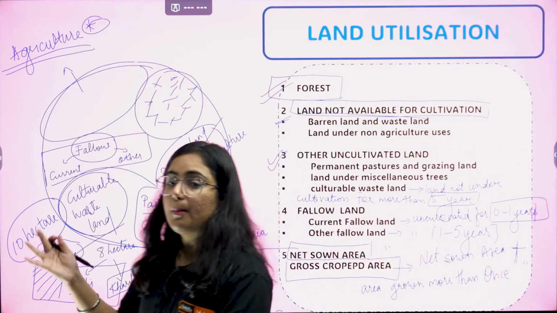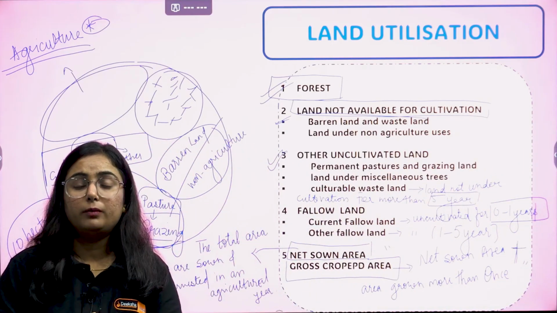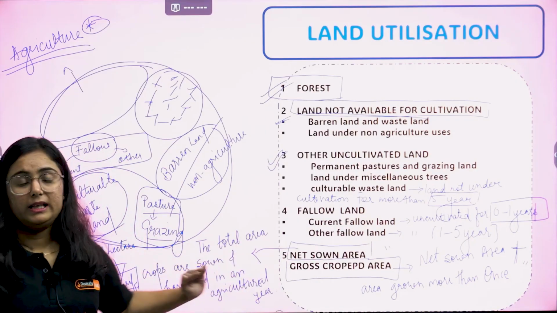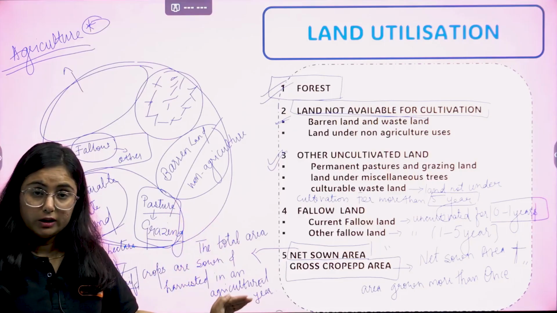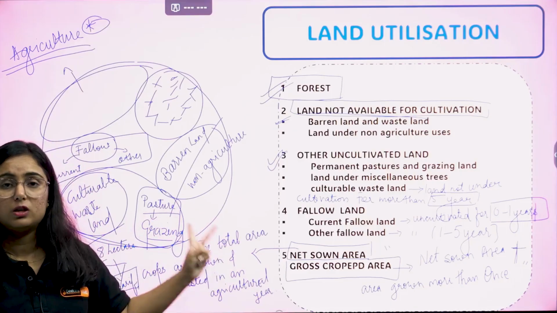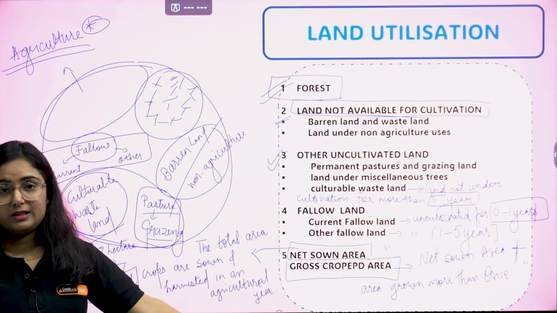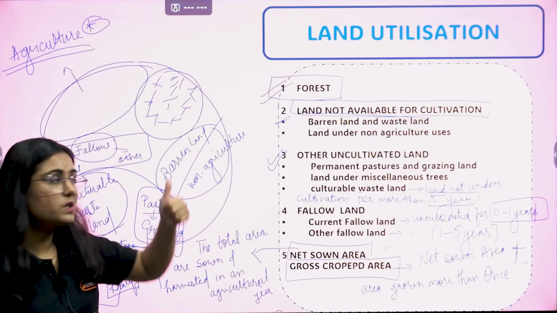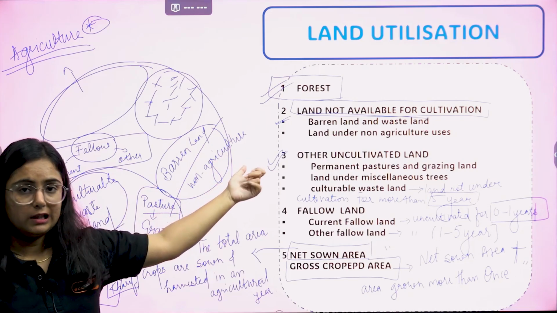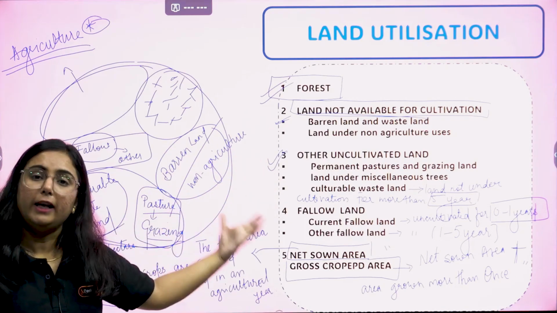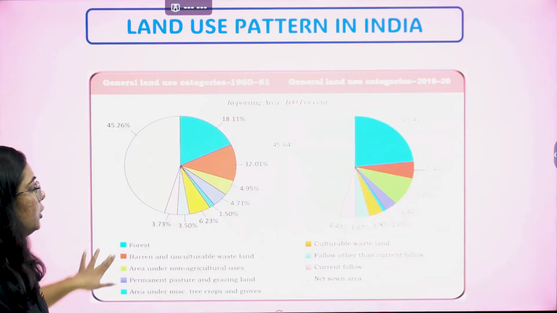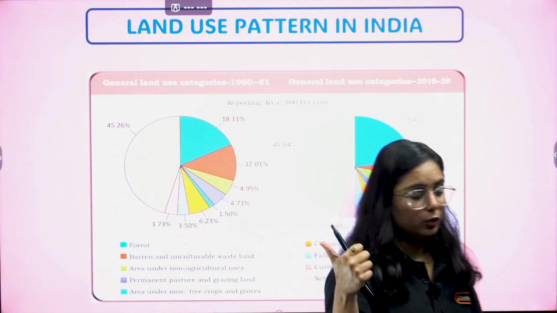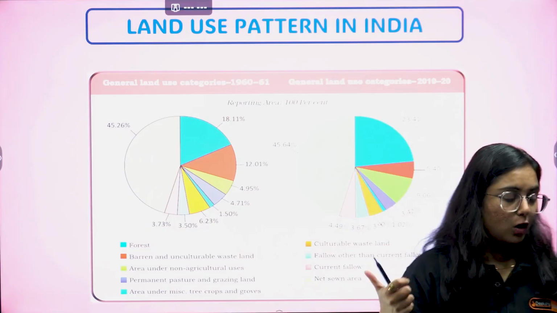So, the most difficult, or what we can say confusing, topic of our chapter is completed, that is net sown area and gross cropped area. Still not understood? Comment down, because I want you to be clear on these 2 terms. Okay. So, this is land utilization. We have seen 5 uses: forest, land not under cultivation, other uncultivated land, fallow land, and the agriculture use. In agriculture use we have discussed 2 things: net sown area, and the second one is gross cropped area.